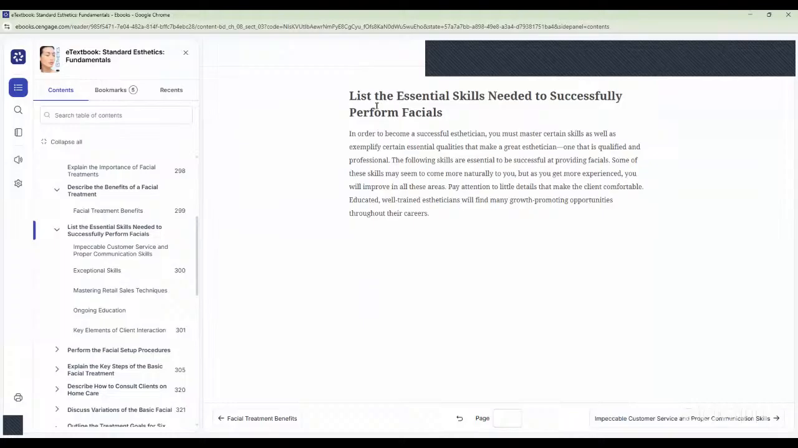All right. So it's a list of essential skills needed to successfully perform facials. I'm going to highlight in yellow. It says, in order to become a successful esthetician, you must master certain skills as well as exemplify certain essential qualities that make a great esthetician. All right, and so I'm going to highlight this.